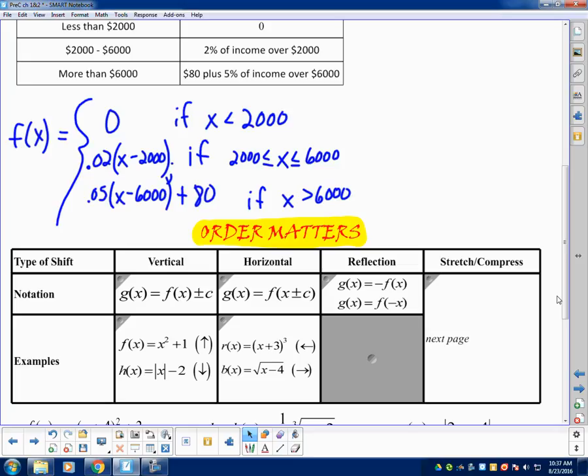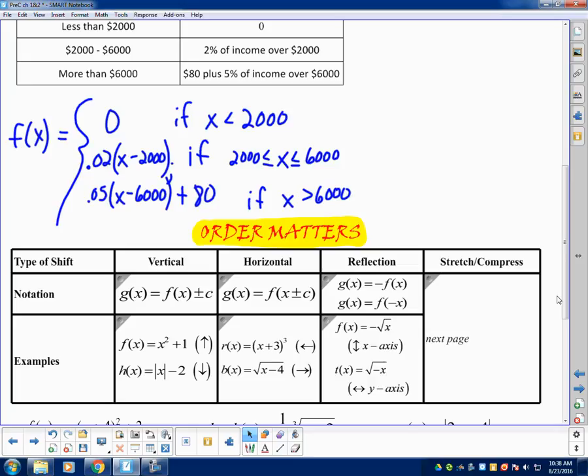That's the parent graph. When we replace x with x plus 3, it will shift the cubic 3 units to the left. B of x equals square root of x minus 4 is a square root function. When we replace x in the parent graph, which is just square root of x, with x minus 4, it moves the graph 4 units to the right.